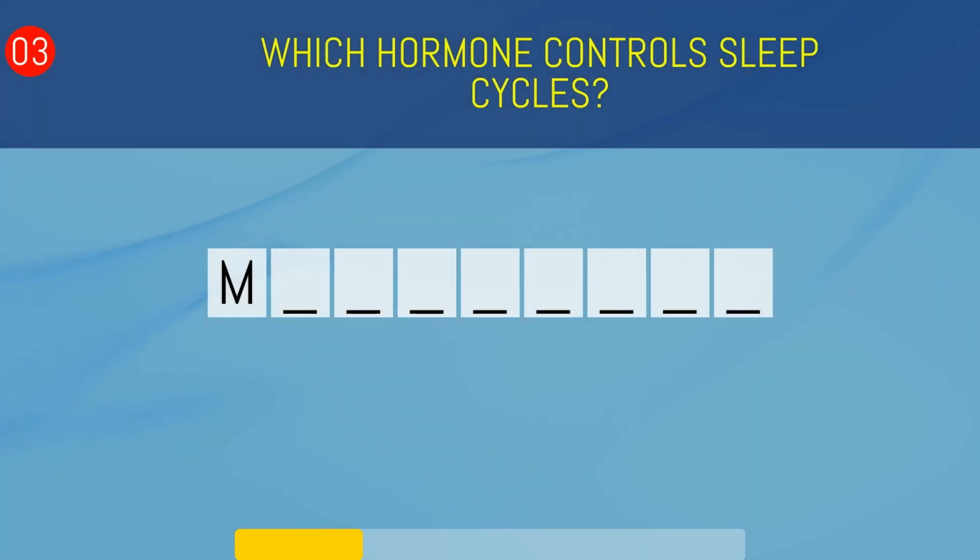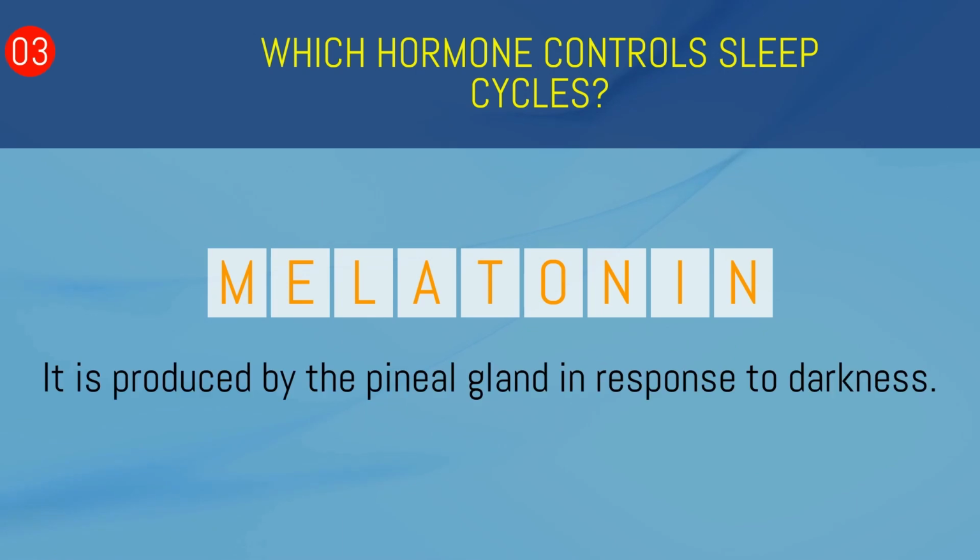Which hormone controls sleep cycles? Melatonin. It is produced by the pineal gland in response to darkness.